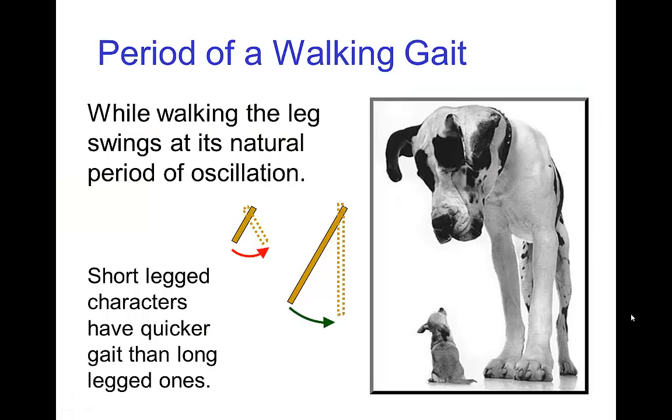We see this in character motion, so characters with long legs tend to walk with a gait that takes longer. Since the leg tends to swing at its natural period of oscillation, the characters that are short-legged have a quicker gait. It takes less time for them to swing their leg compared to long-legged characters.